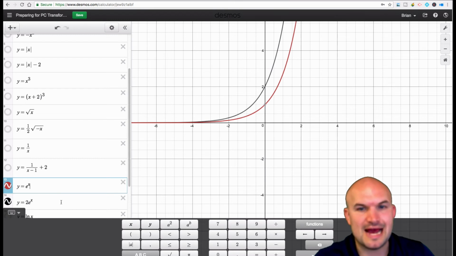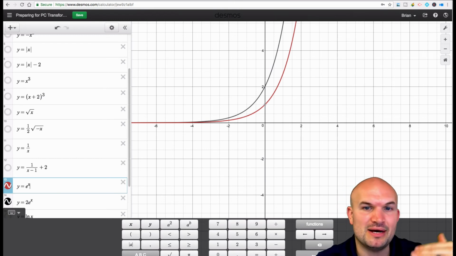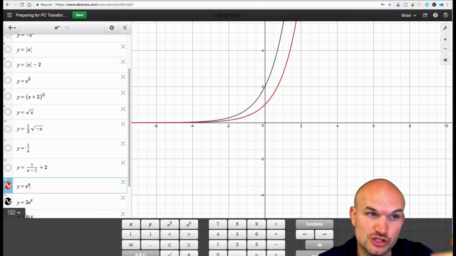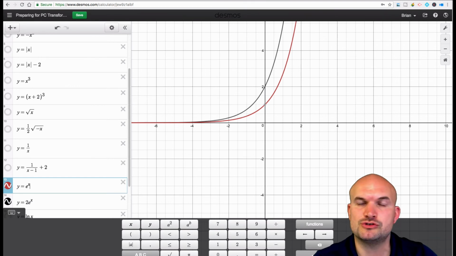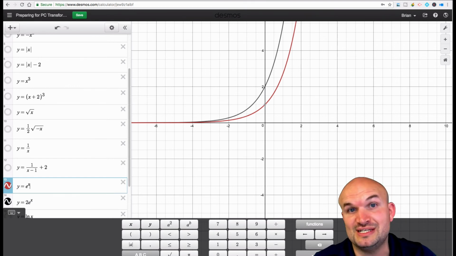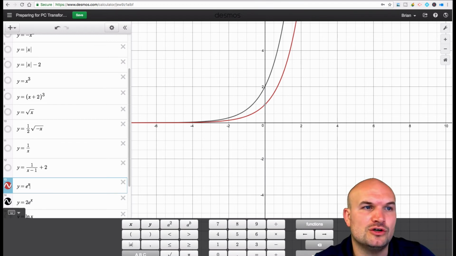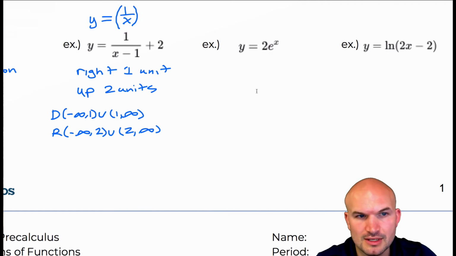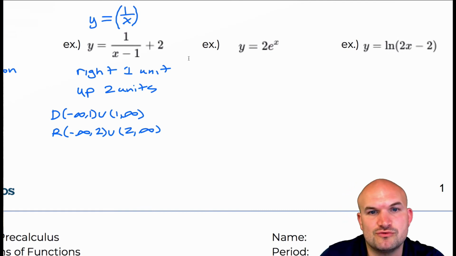So what's happening is the graph is being vertically stretched. When you multiply by a number outside of the function that's larger than 1, that's going to be a vertical stretch. When the number is between 0 and 1, meaning a fraction or a decimal, that's going to be a vertical compression. So what's actually happening here is a vertical stretch. So we'll just say a vertical stretch.